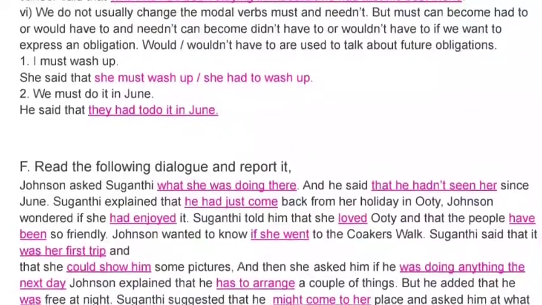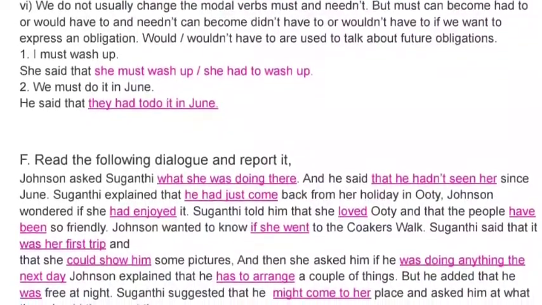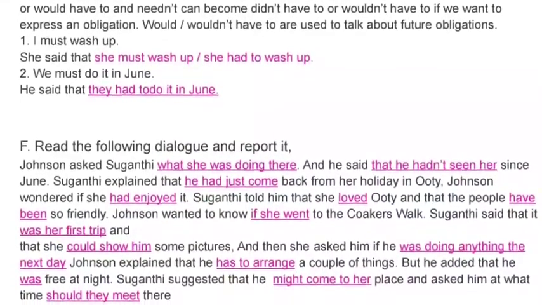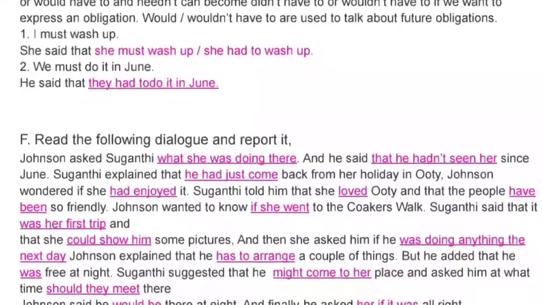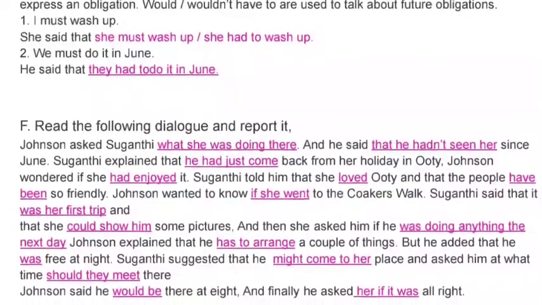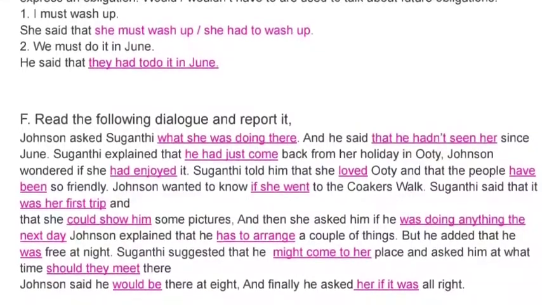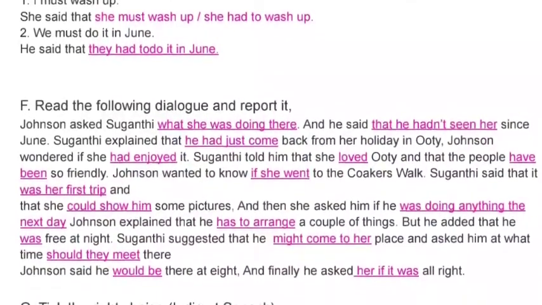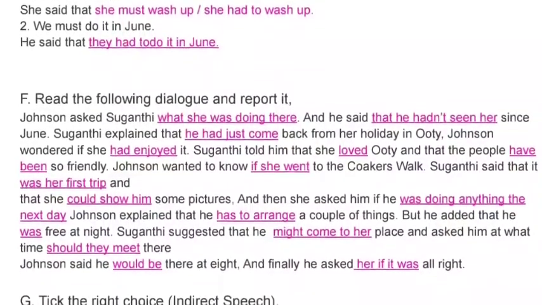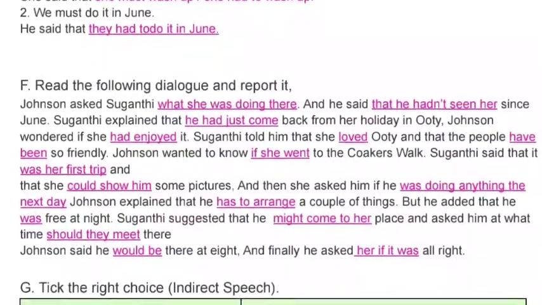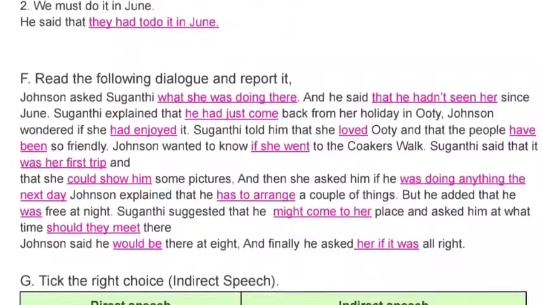We do not usually change the modal verbs must and needn't. But must can become had to or would have to, and needn't can become didn't have to or wouldn't have to if we want to express an obligation. Would have to and wouldn't have to are used to talk about future obligations. 1. I must wash up. She said that she had to wash up. 2. We must do it in June. He said that they had to do it in June.